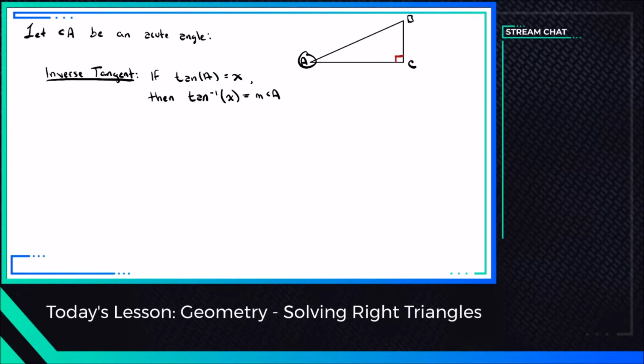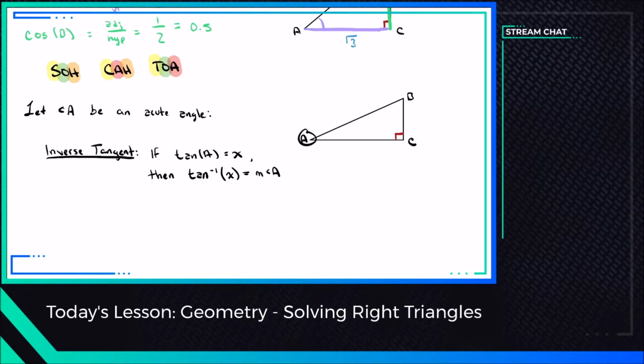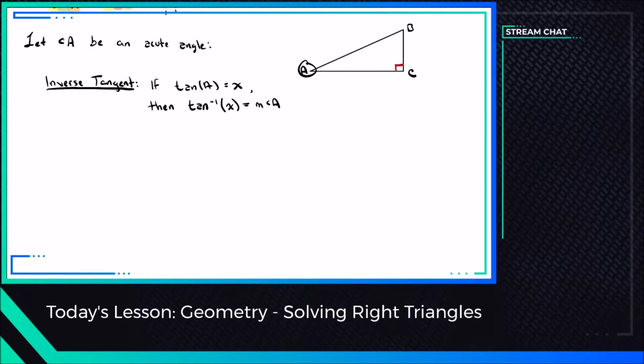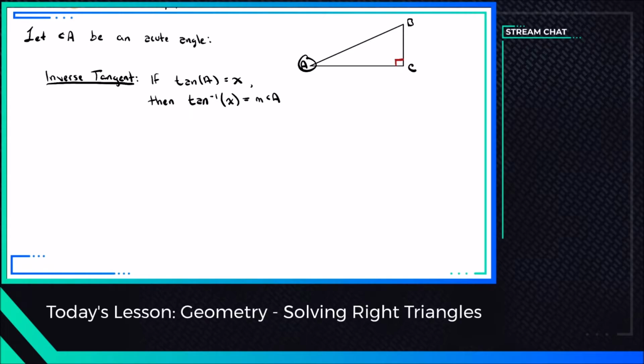And so in this specific example, if we highlight our sides here, if we look at angle A, remember tangent is TOA, so it's opposite over adjacent. So the tangent inverse of the opposite over adjacent, so the opposite would be BC, over the adjacent AC, is going to be equal to the measure of angle A.